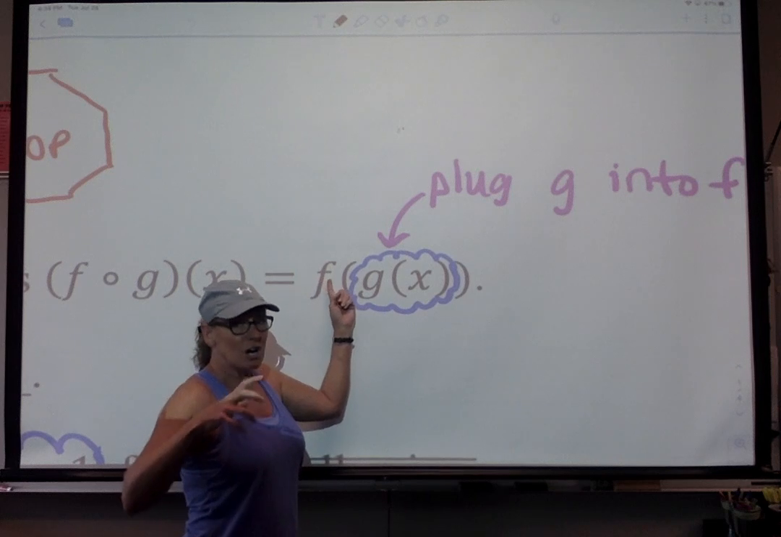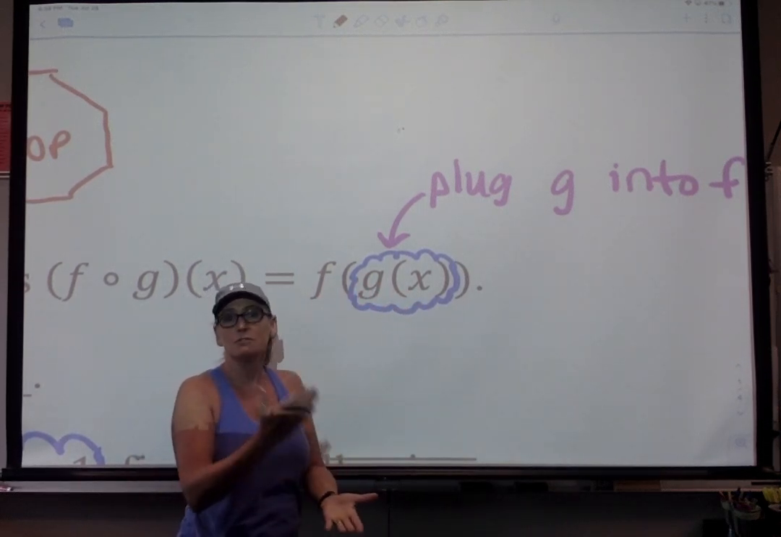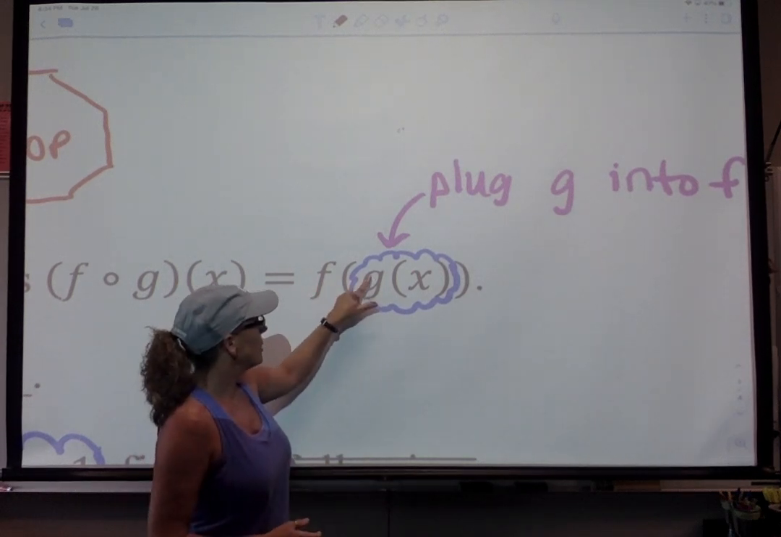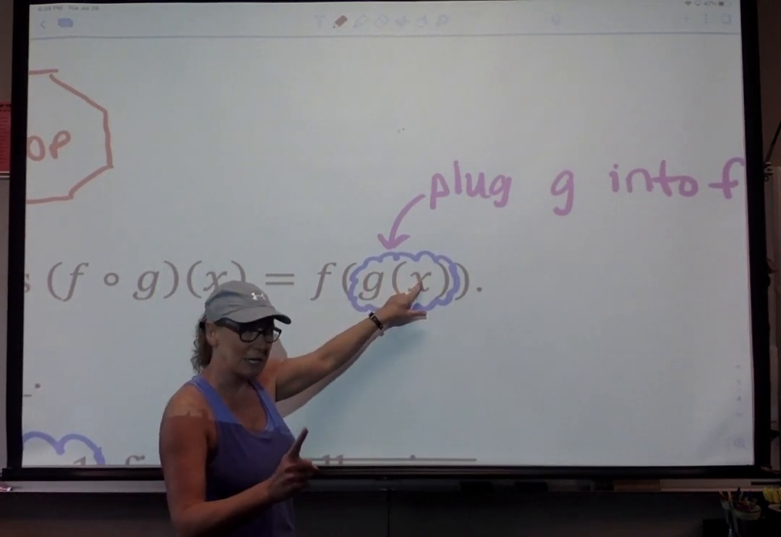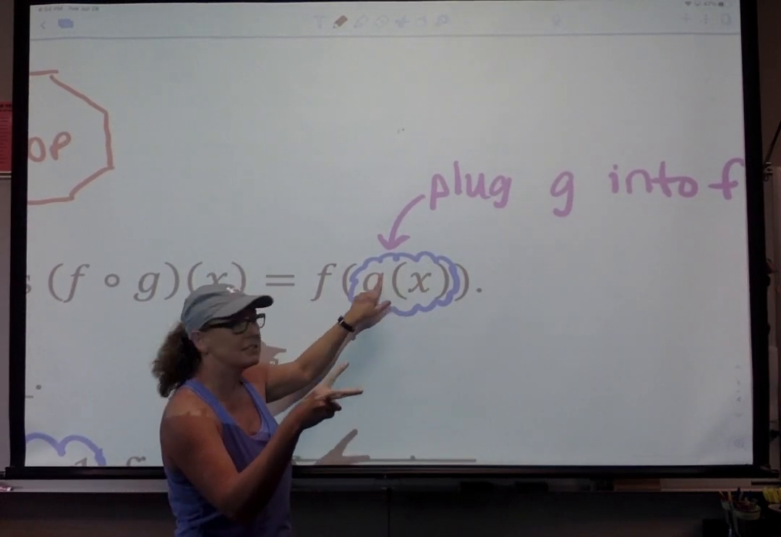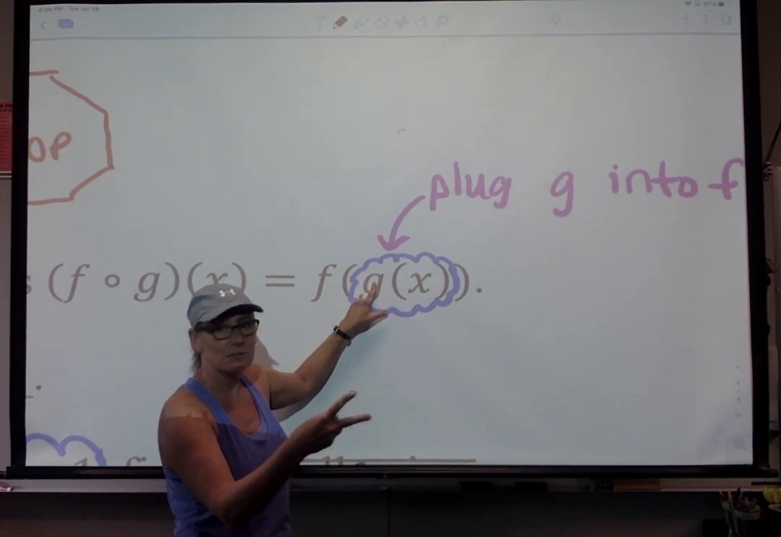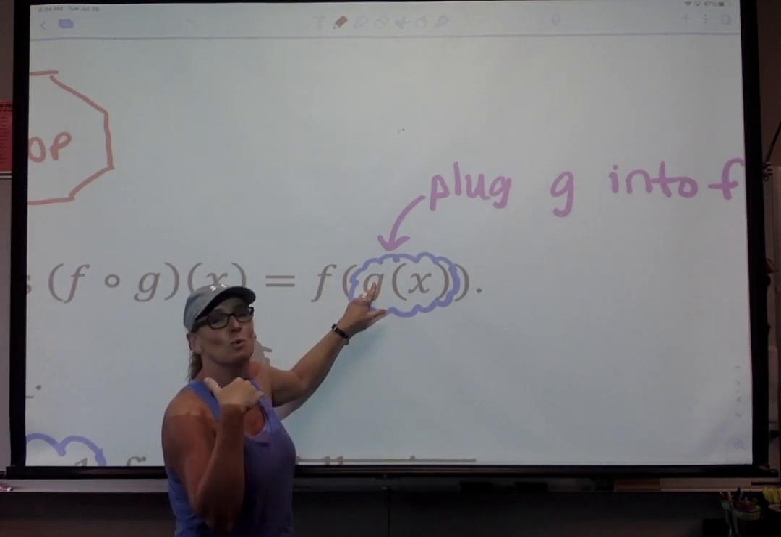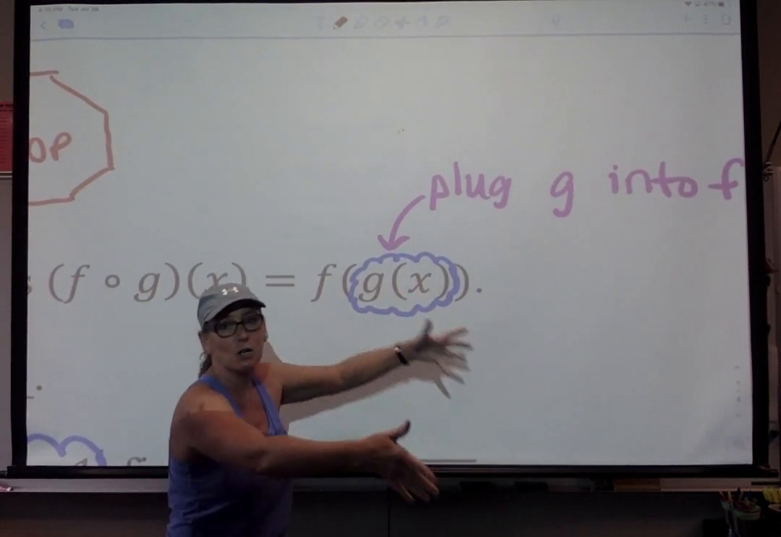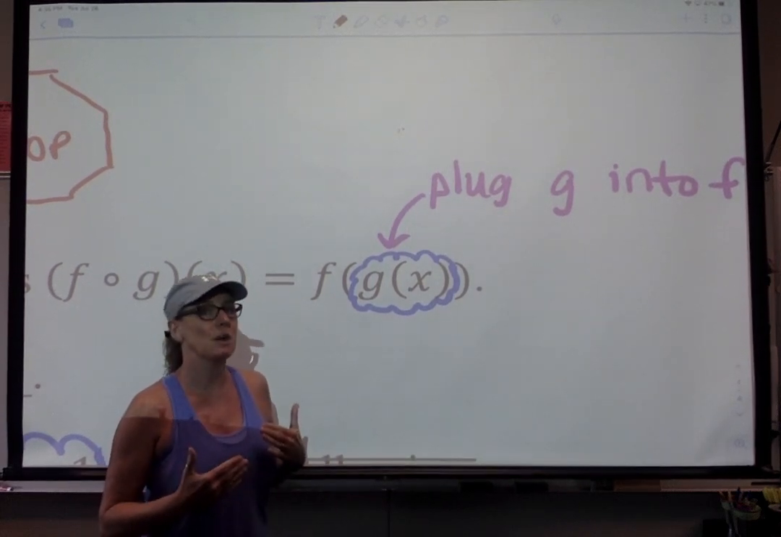Let's look at f of g of x. What if I wanted to find f of g of 2? So f of g of 2, you know what that would mean? That would mean take 2, plug it into g. What do you get? Don't give me the answer. What does it represent? Plug 2 as an x value into g. What do you get out of it? You get a y value out of it.